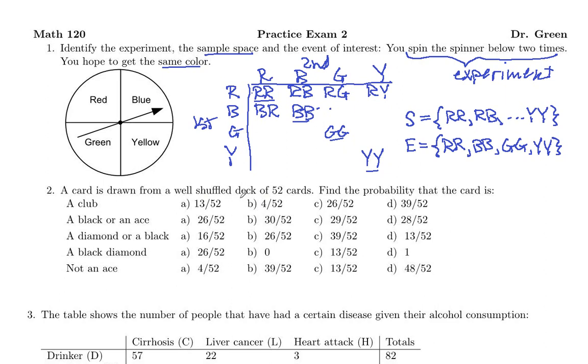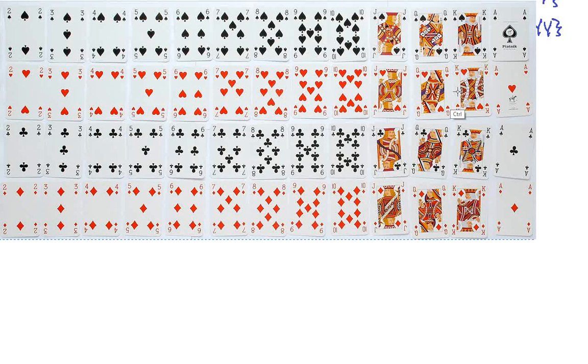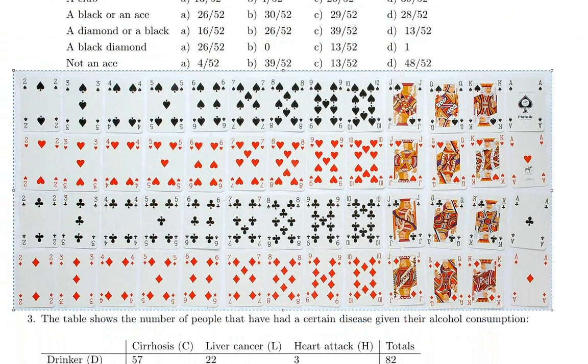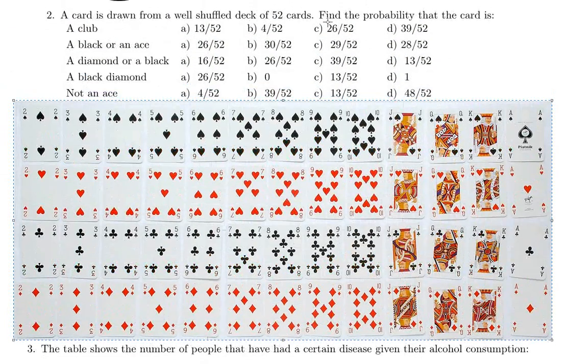Cards drawn from a well-shuffled deck of 52. Find the probability the card is. So it might be helpful to actually look at a deck of cards here. So there is our deck of cards. And then we are going to draw a card, so just one card. We want to know what's the probability it's a club. So the clubs are here. There's 4 suits with 13 cards each. So 13 clubs, and then 4 times 13 is 52. So 13 clubs out of 52 cards right there, A.